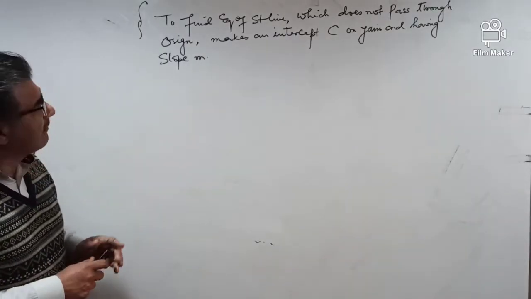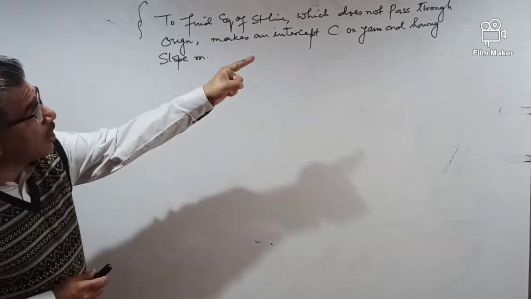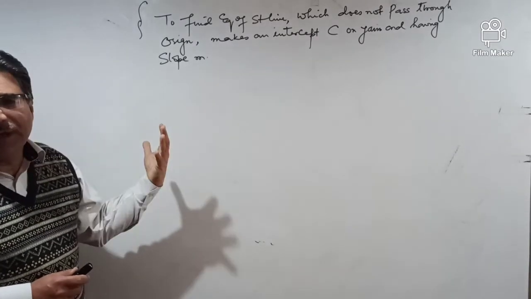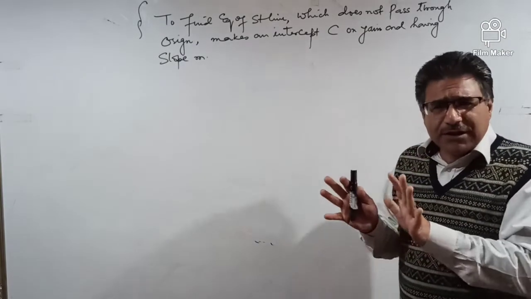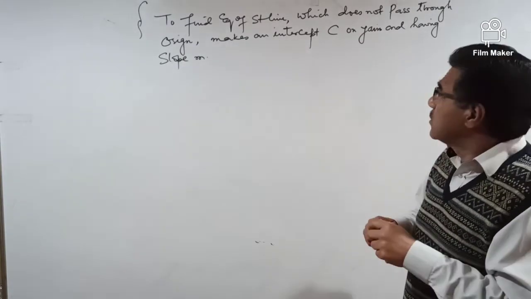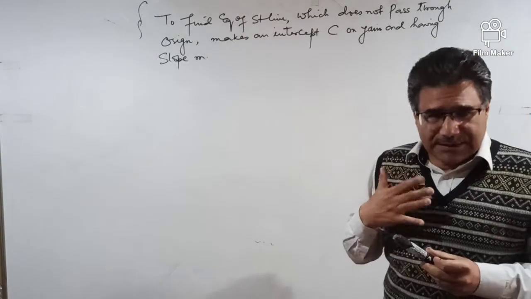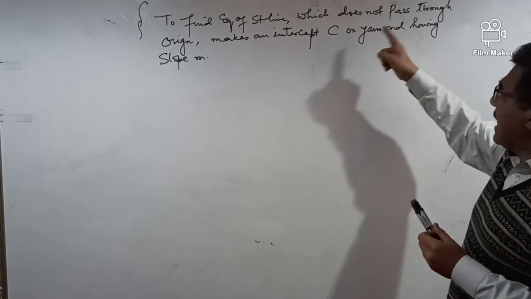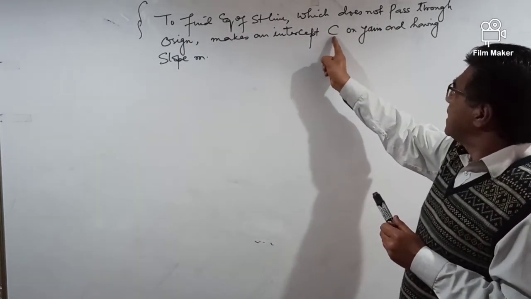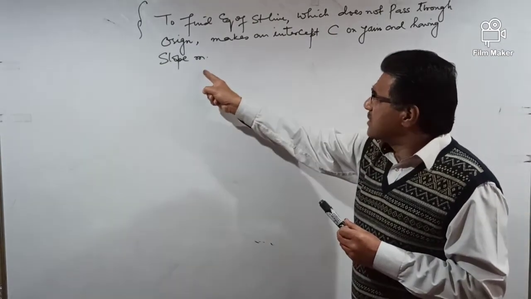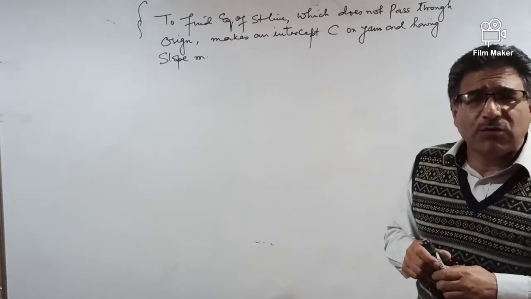Now, one more thing is to find the equation of straight line which does not pass through the origin. इससे पहले जो मैंने बताया कि equation of the straight line जो कि origin से गुजरती है, अब equation of जो line है अब वो origin से नहीं गुजर रही है, does not pass through the origin, makes an intercept c on the y-axis. I will explain you what it is. And having slope m. Now again two things are given. One thing is it makes an intercept c on the y-axis and the slope is m. एक चीज इसमें है कि intercept c बनाता है on y-axis और उसकी slope जो है वो m है.